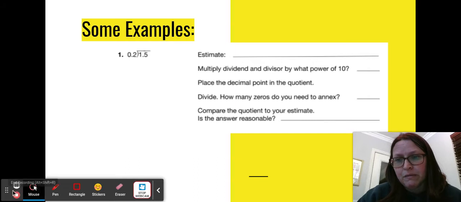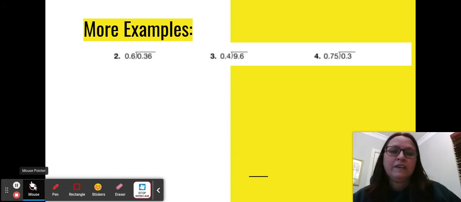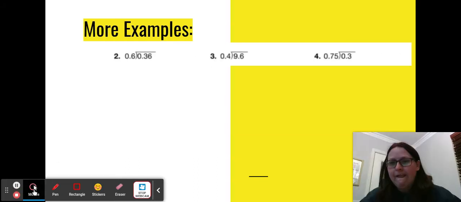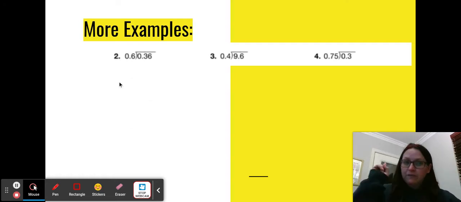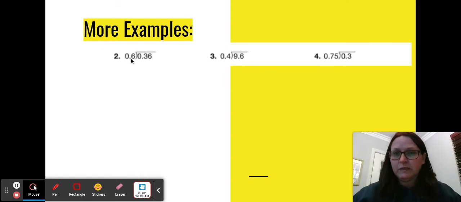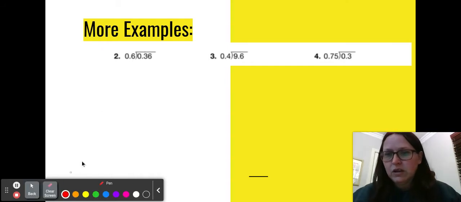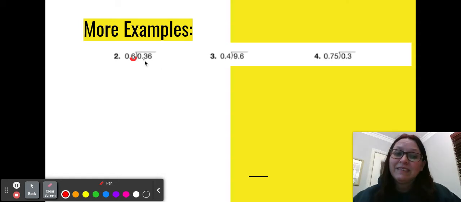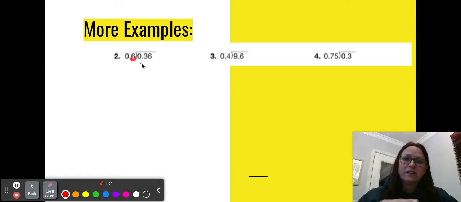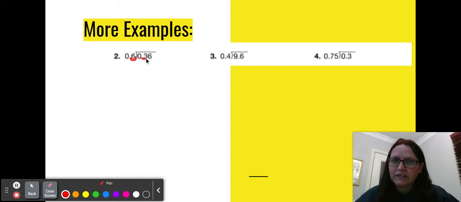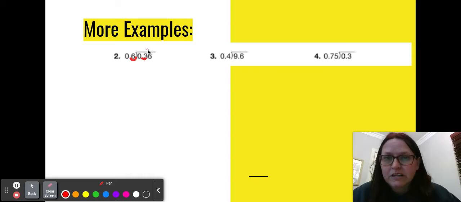Let's look at another problem. Here's another couple of problems. For number 2, I am doing 0.6 into 0.36. First step I need to do is I need to move my decimal. So I'm going to move my decimal in 0.6 over 1 place. That means in the dividend, I need to move it over 1 place too. So now I need to move my decimal up into my answer.